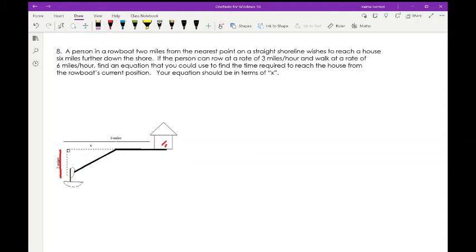A person can row at a rate of 3 miles per hour, and they can walk at a rate of 6 miles per hour. Find an equation that you could use to find the time required to reach the house from the rowboat's crew. Okay, I can read this.